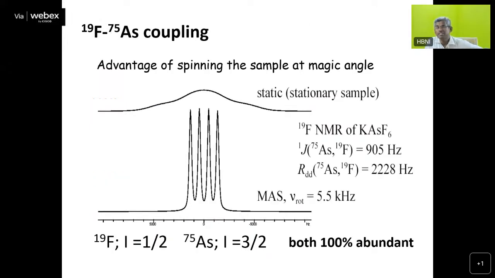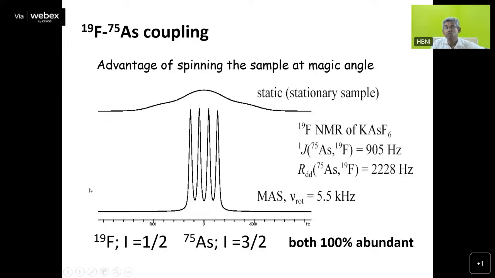So this is one example which shows the powerfulness of magic angle spinning NMR. You see here bottom sample, top sample, let us discuss. Top sample is a broad spectrum. You see here nothing can be inferred from that. It's a broad spectrum with some features here. What is happening, we do not know. It's a static stationary sample. The molecule is nothing but potassium arsenic fluoride. It's a powder sample.